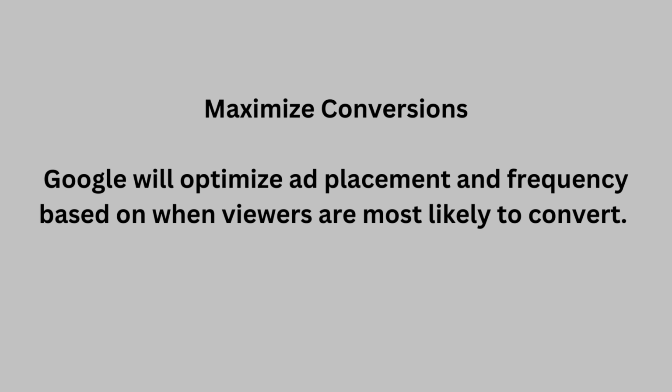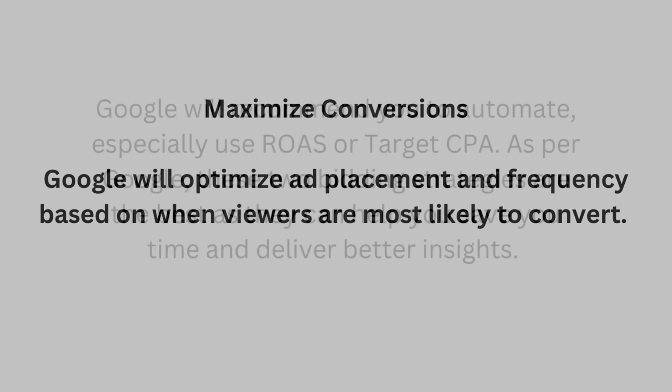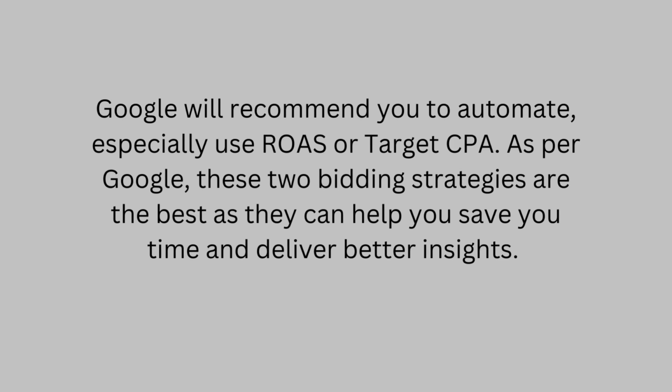Some companies do automatic bidding, and some others do manual bidding, but the majority do automatic bidding. So, what are those? Google will recommend you to automate, especially using ROAS or target CPA. As per Google, these two bidding strategies are the best as they can help you save your time and deliver better insights.